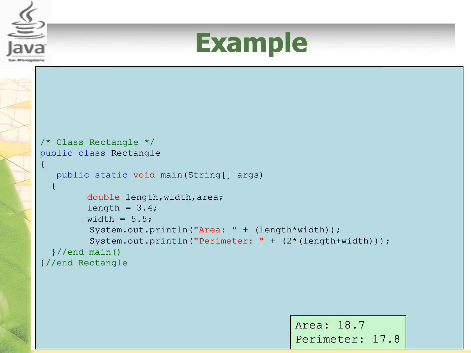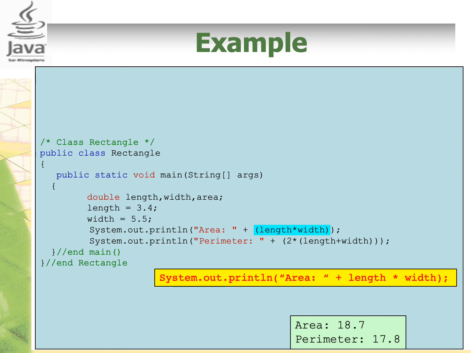Let's look at this example to recap what we have learned. In this program, we named our class Rectangle. It has a main method. Then it declares 3 variables of type double. Since it declared them within one line, we use commas, not semicolons. We have double length, comma, width, comma, area. Then we initialize our variables by writing length equal to 3.4 and width equal to 5.5.